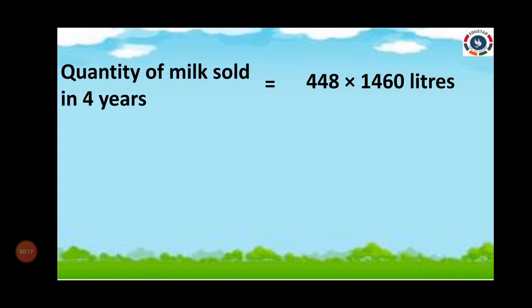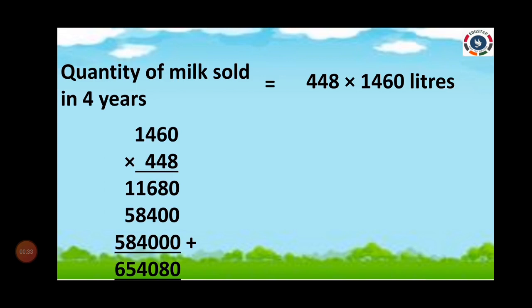I mean, 448 is the liters of milk, the quantity of milk sold in one day, and 1460 is the number of days in 4 years. Okay, so we want to multiply these two values, and we will get the answer. So 1460 into 448. If you multiply these two values, we finally get 6,54,080.